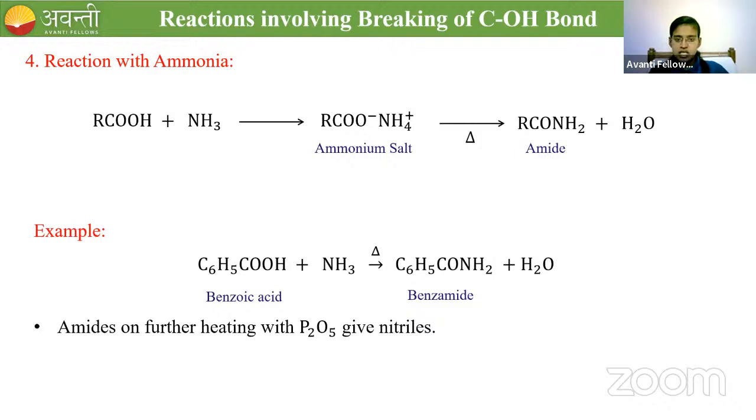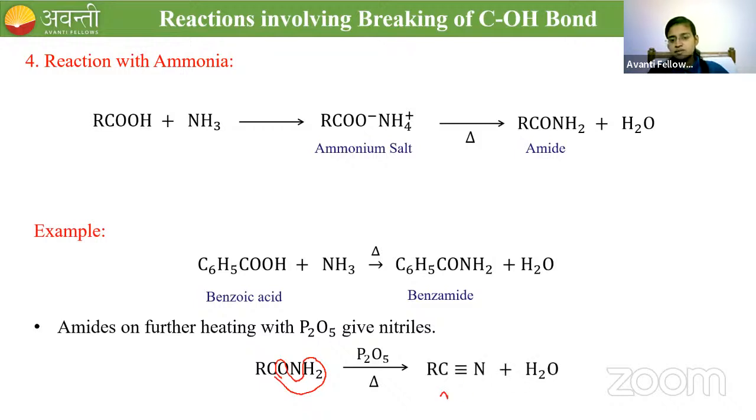So take the amide, RCONH2 is amide, right? So take the amide and heat it with P2O5. P2O5 is a dehydrating agent, I have told you. So water will be eliminated. H2O will be eliminated again. So one more mole of H2O will come out. The remaining RCN will be formed, which is a nitrile. Okay. Clear? Any doubt? Any doubt from this?